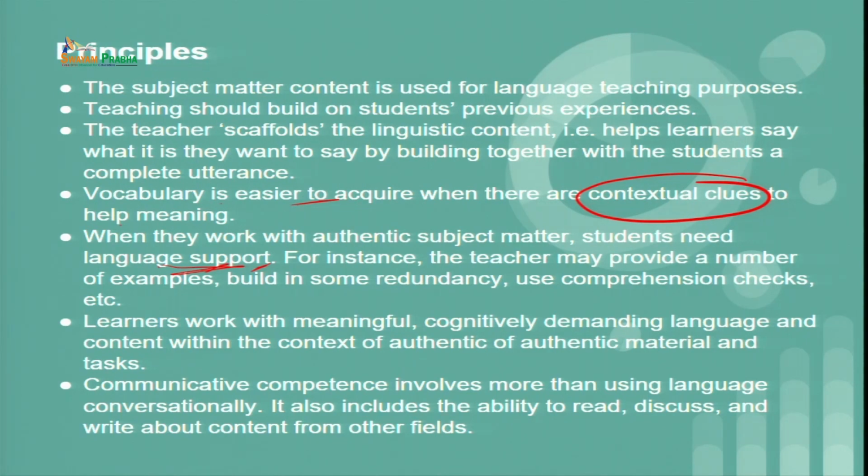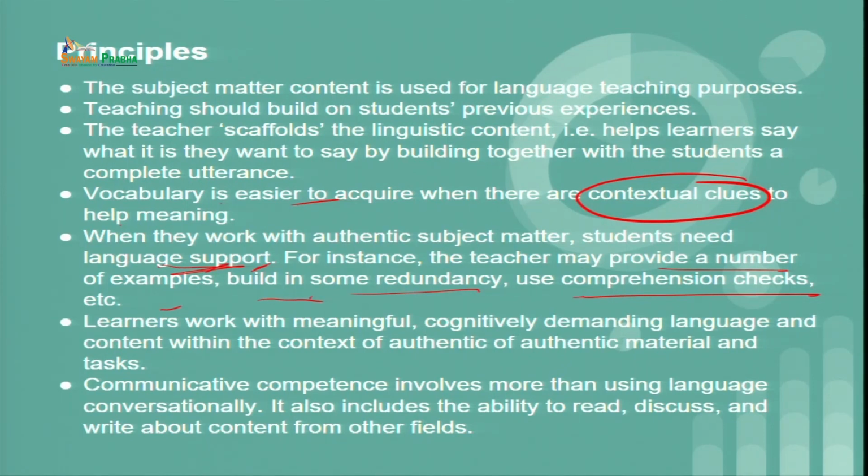So in order to support them, it is important to have a better language understanding of their context, of their background. For example, the teacher may provide a number of examples that build in some redundancy, use comprehension checks, etc. And by doing these kinds of exercises, a teacher would be able to check where their students stand.